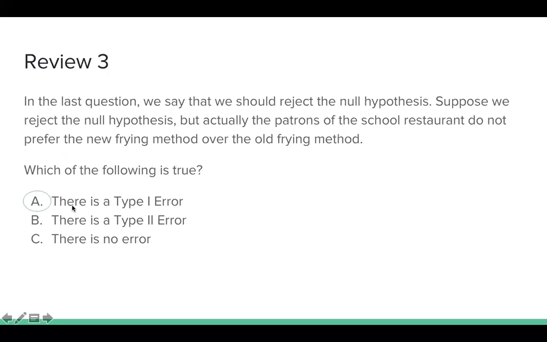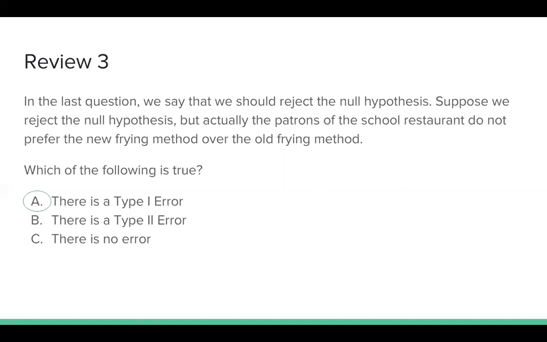All right, so our answer here is A. There is a type 1 error. We can determine this because we start off by rejecting the null hypothesis. When we reject the null hypothesis, we say that there is something going on or our data is different than the others. But in reality, the patrons of the school restaurant do not prefer the new frying method. So we say that our data is meaningful and that they actually do prefer the method, but in reality they don't. So it's a false positive. We say there is something going on when there actually isn't. So that is a type 1 error.